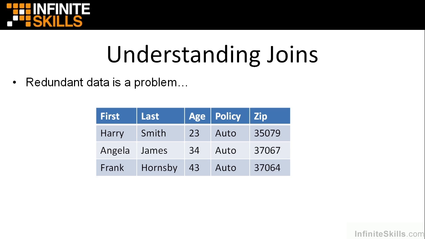Now, redundant data is always a problem. Notice we've got this nice little table here. Let's say that we're designing a database or operating a database for an insurance company. So you notice here, Harry Smith is 23 and Harry has purchased an automobile policy and this is his zip code. Angela James is 34. She's purchased an auto policy. This is her zip code. Frank Hornsby's 43. He purchased an auto policy and his zip's 37064.